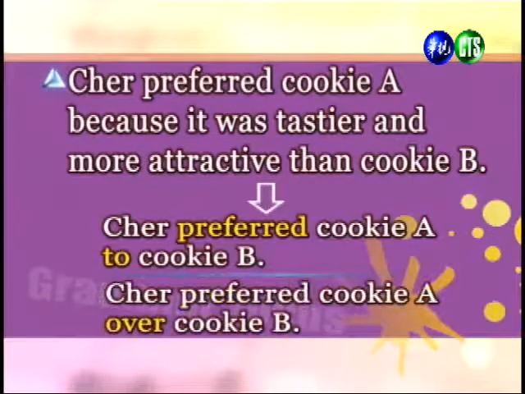And another thing that we can do is we can also change the word to, and we can just have Cher preferred cookie A over cookie B. 好，另外一种方式呢，我们可以把 to 改成 over就会得到以下这个句子 Cher preferred cookie A over cookie B.